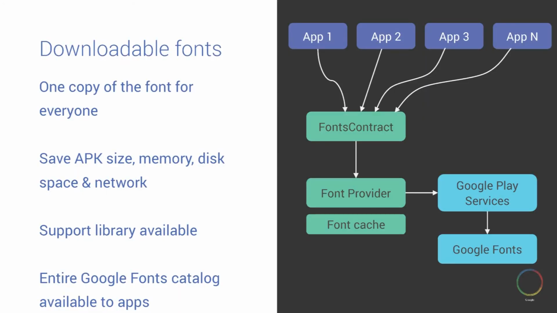So another new tool that I think was mentioned in an earlier session today, something called downloadable fonts. So in the past, if you wanted to include a custom font, you actually had to include the binary directly in your APK. And that would sit both in the download and then also on the disk afterwards. Even if 5 apps used exactly the same font, they would all have to include that binary inside their APK. Now with downloadable fonts, there's actually going to be a central repository on the system that all apps can reference. One copy of the font for everyone, which saves APK size, memory, disk space, and network.